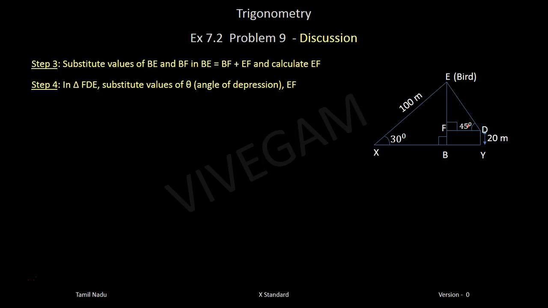Now, take this triangle. What is sine 45? Sine 45 is opposite, that is EF divided by DE, right? Opposite by hypotenuse. EF we calculated in step 3. Sine 45 we know. So this is known, and this is the only unknown. Which means we will be able to calculate DE, which is the required distance of the person from bird E. As I said, this must be Y. Cancel this D.